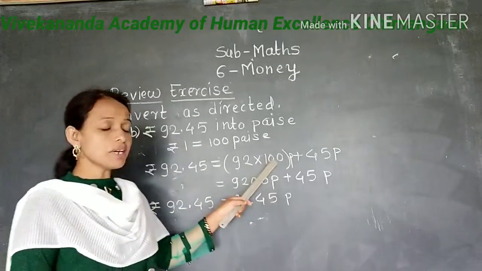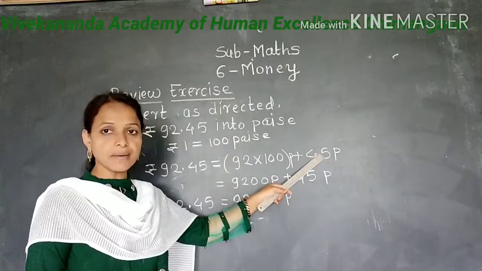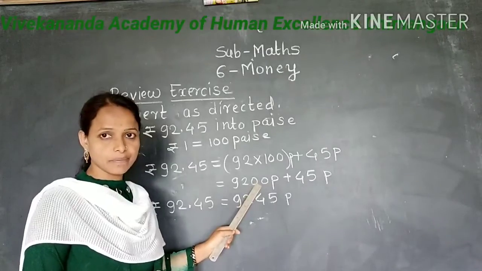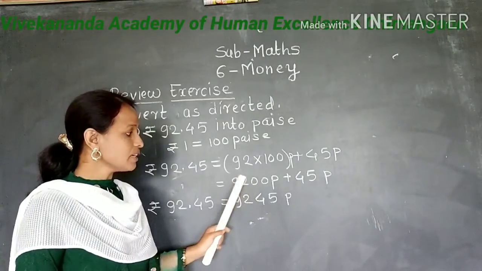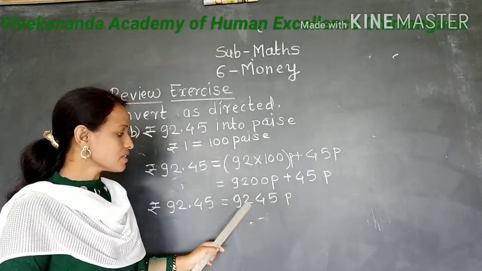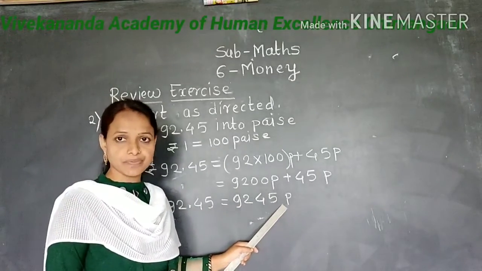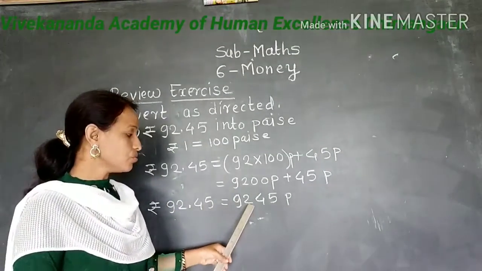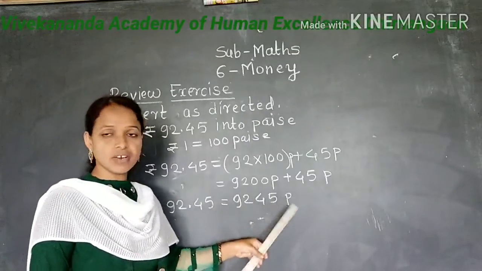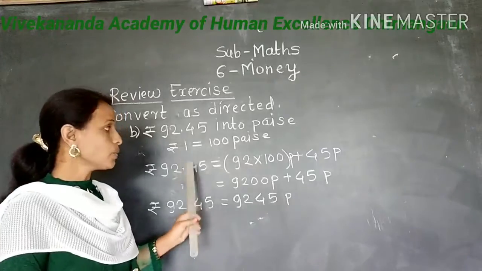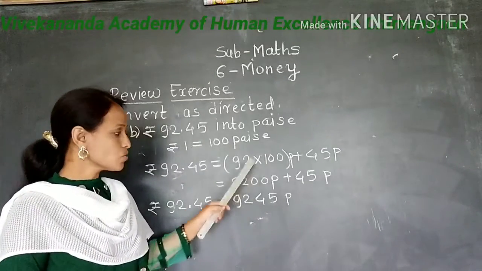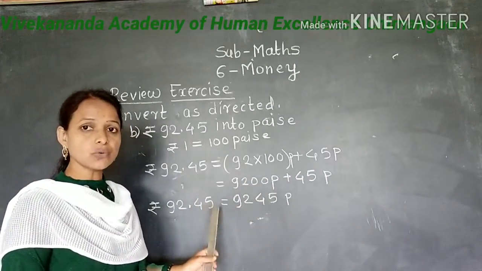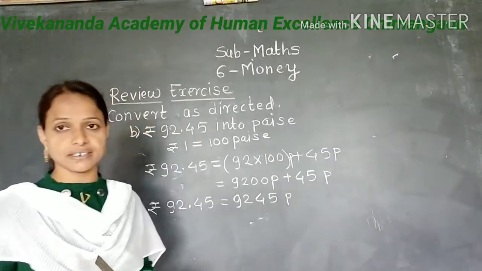So here 92 multiplied by 100 and add 45 paise. 92 multiplied by 100, we get the product 9200. And to 9200, we add 45. We get here the sum 9245. In this way, here we convert 92 rupees 45 paise into 9,245 paise. To convert rupees into paise, multiply the number by 100. So by multiplying by 100, we get paise. Here we convert rupees into paise by multiplying by 100.